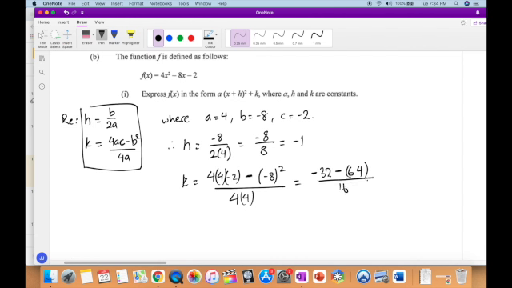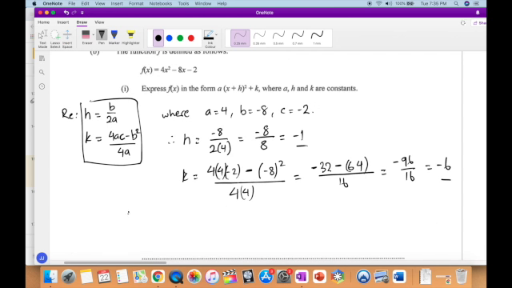Divided by 4 4s are 16. So what do I have here? When the signs are the same, you add them. 32 plus 64 is 96, and you keep the sign, -96 divided by 16. And then we have the answer of -6 here. So we see here that h is -1, k is -6.